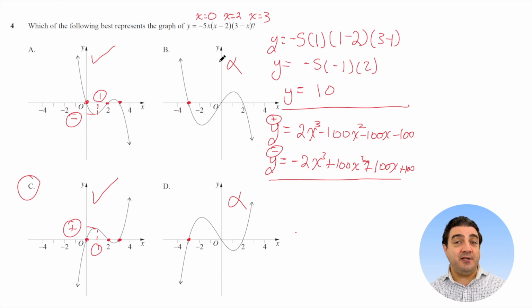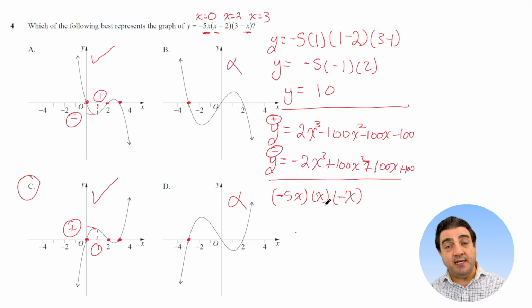So what about our function? What is the leading term of our function? Now we can find it either by expanding the brackets and working out what is the leading term, or we can do it in a much quicker way, which is multiplying the x's with each other without needing to expand the whole thing. So here we have -5x times x times -x, which is -5x times x is -5x squared, times -x is 5x cubed.